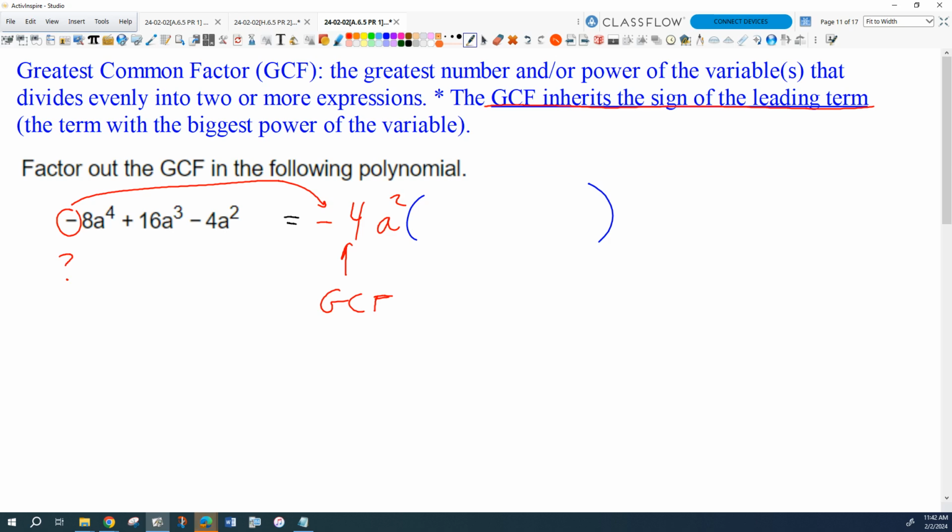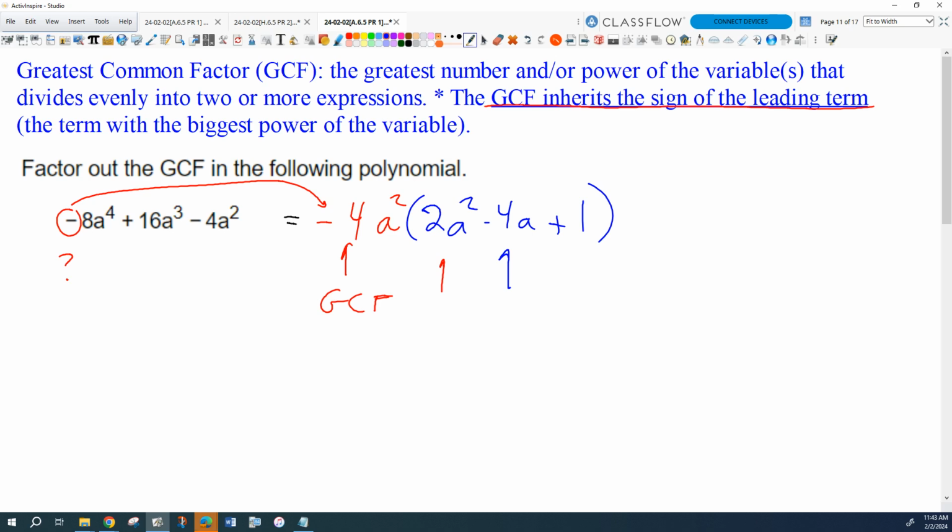Let's fill out the rest of it. Okay, what's going to go there? Negative 4a squared times what is negative 8a to the fourth? Positive 2a squared. Everybody agree? Okay. What goes here? Negative 4a squared times what is positive 16a cubed? Negative 4a to the 1. We wouldn't really write the 1, but it's there. And then finally, plus 2a. Negative 4a squared times what is negative 8a squared? Plus 2.